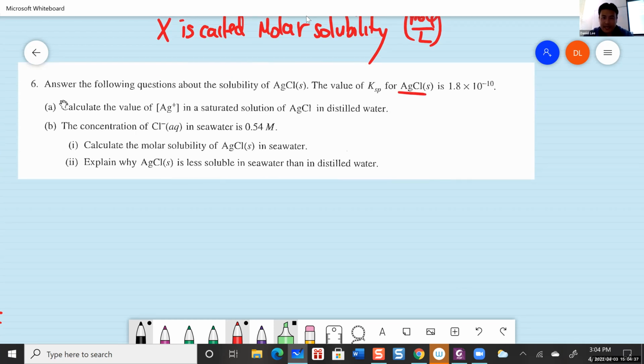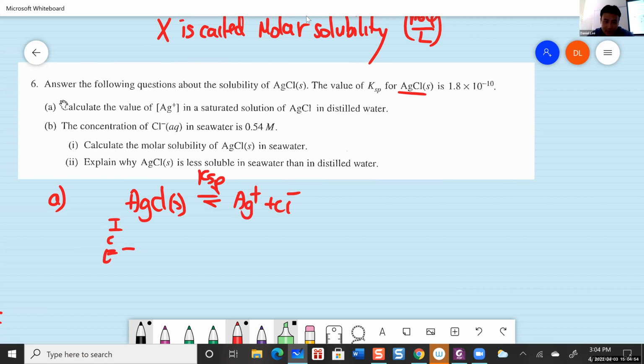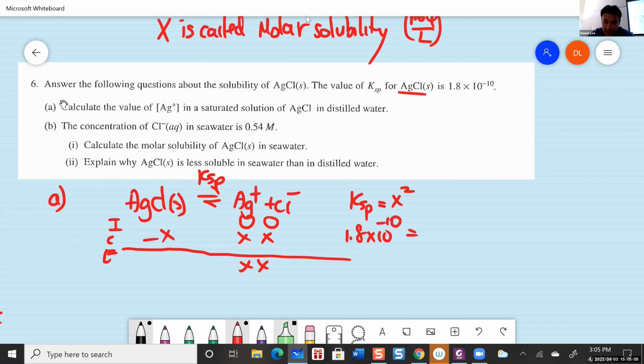This precipitate has a KSP 1.8 10 to the negative 10, right? So how do you do part A? It's icebox. So your work could be icebox. You start with a solid, dissociate according to KSP into Ag plus and Cl minus. So your icebox does not care about the solid. You put 0, 0, minus X, plus X, plus X. Then you can write down the KSP is actually equal to X squared. 1.8 10 to the negative 10 is equal to X squared. So solving for X means you're solving for Ag plus. Okay, square root on both sides. You'll get the answer for X.